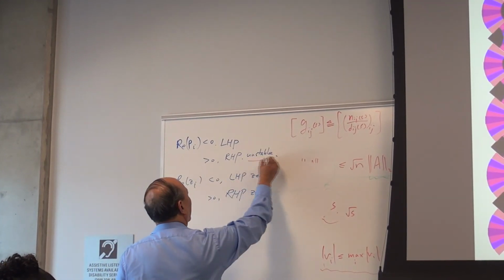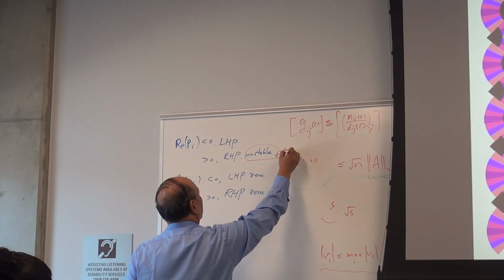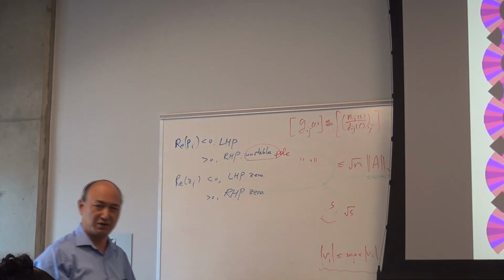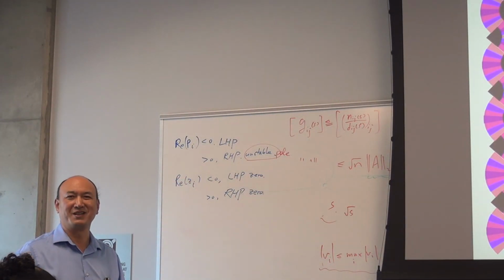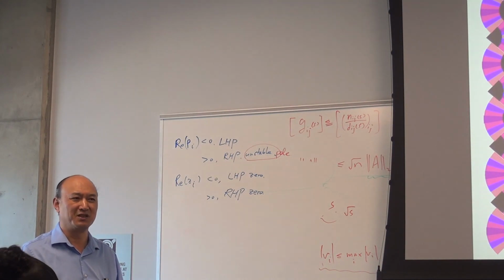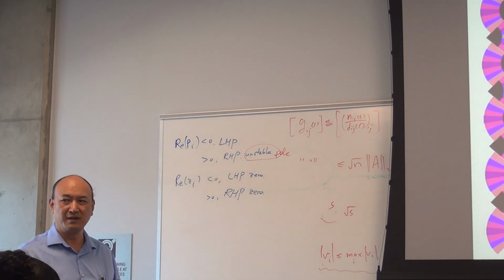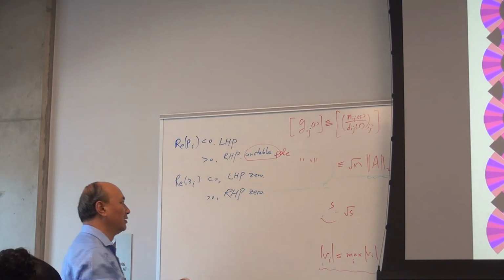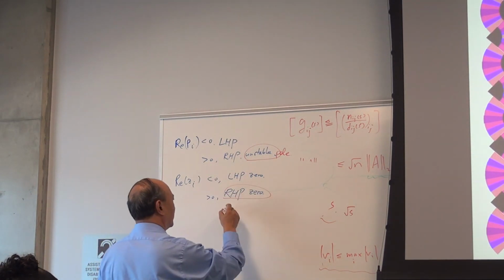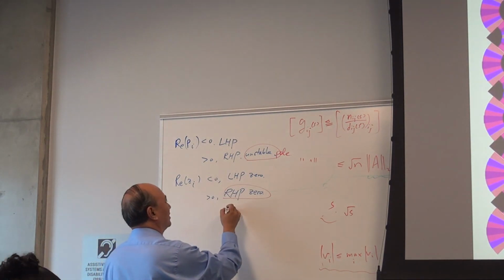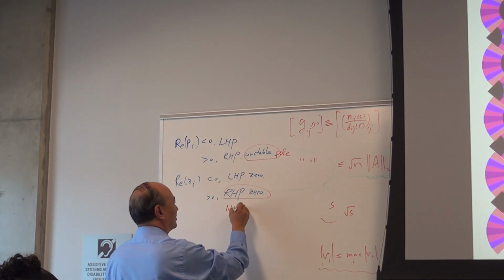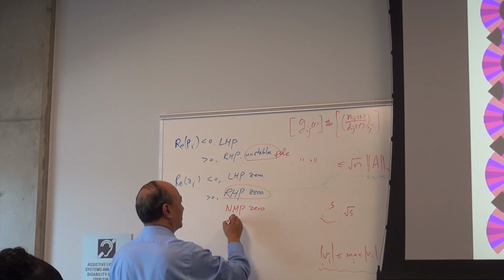So you can say unstable pole, but you cannot say unstable zero. Don't use that term in my class, please. I know some people use unstable zeros. Don't use that, okay? You rather say RHP zero, or really you can say non-minimum phase zero, okay?